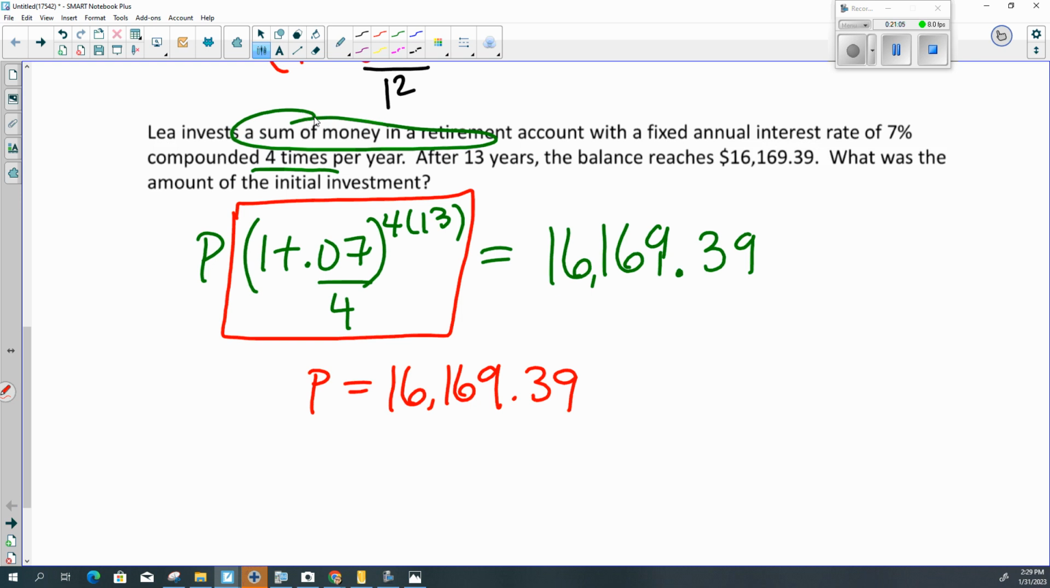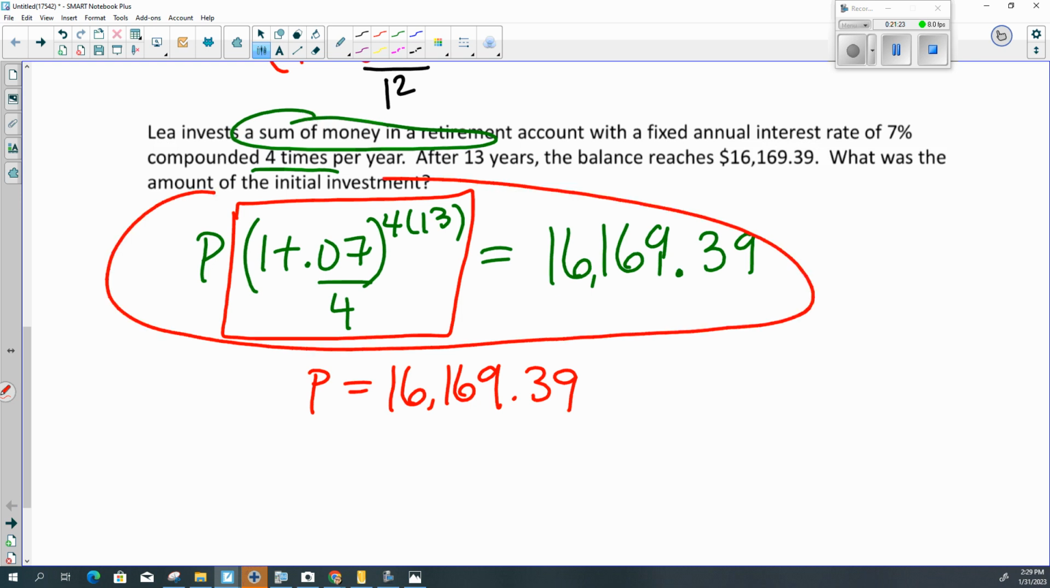Dax, what did you get when you plugged in 1 plus 0.07 divided by 4 all to the power of 4 times 13? What did you get? You didn't plug it in yet? Did you write it down? Did you write this down? Okay, plug this part in the red square into your calculator. We got to figure out what that is. Otherwise, the inverse operations are quite complicated, like Sawyer and I were trying to do.